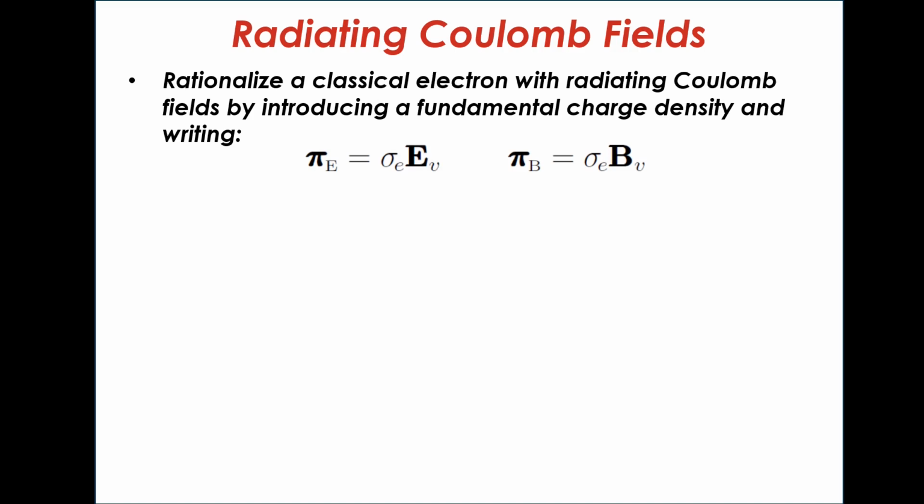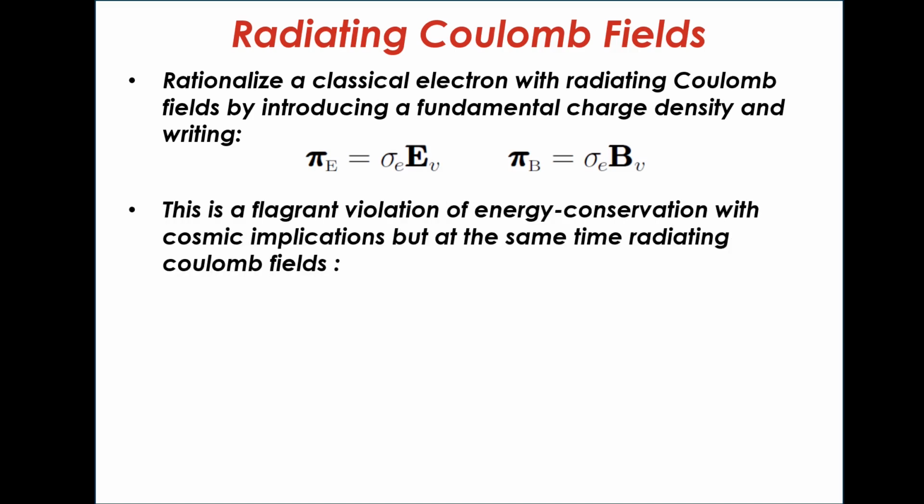In this short video, we will rewrite classical electron theory with Coulomb fields that radiate at the speed of light. We do this most simply by redefining the Coulomb fields as momentum flux fields. While this is a rather flagrant violation of conservation of energy, we will show how radiating Coulomb fields provide for a much more reasonable theory of the classical particle.